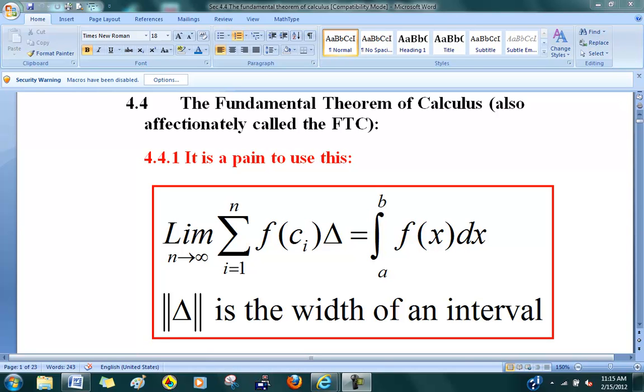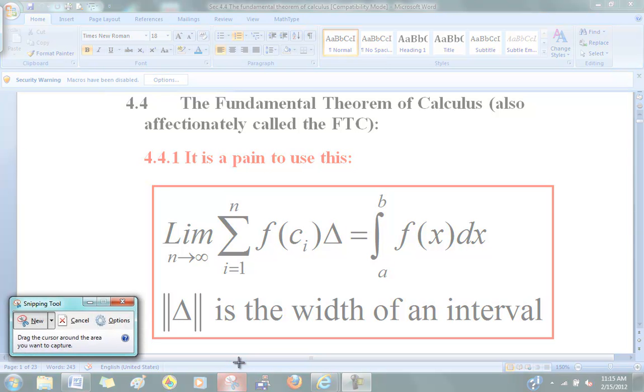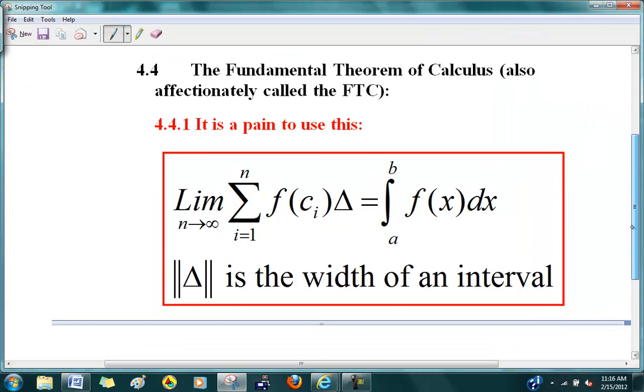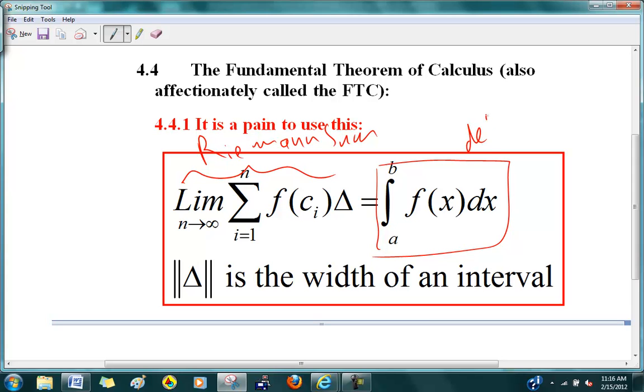So what you see here is the definition of the Riemann sum that led us to this integral sign. Just to go over things that you've already done in section 4.3, you know that this is the Riemann sum, and we concluded that that's equivalent to doing this definite integral.